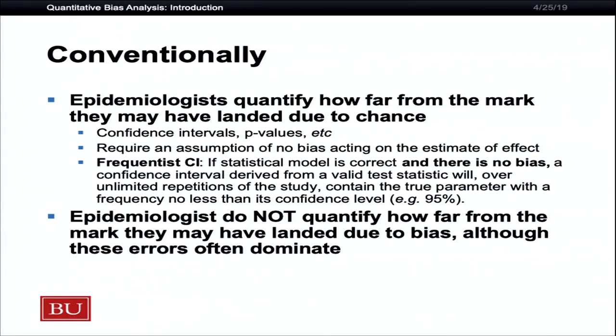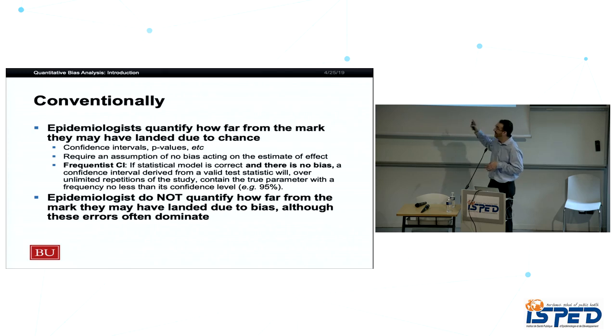So think about the way that we work. Conventionally, we always quantify how far from the mark we are due to random error, our p-values, our confidence intervals. And we ignore the assumptions that go into those measures. If you think back to the definition of a frequentist confidence interval, it says that if your statistical model is correct and there's no bias in data collection or analysis, then your confidence interval derived from a valid test will, over unlimited repetitions of the experiment, contain the true parameter with a frequency no less than 95%. And we ignore all those assumptions. Leave aside the infinite repetitions, which we never, ever do. Leave that aside for the moment. But we act as if we can make judgments about those confidence intervals and whether or not they contain the null, which I think is not a good idea, without thinking about the fact that those confidence intervals assume no bias in data collection and analysis.